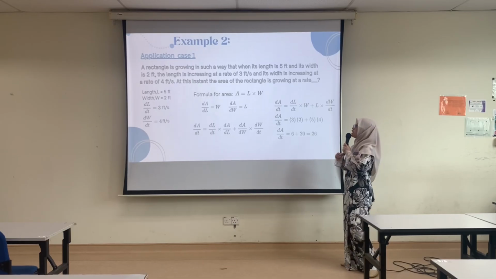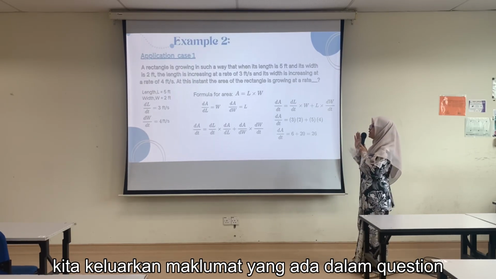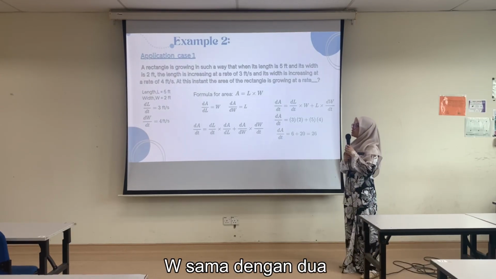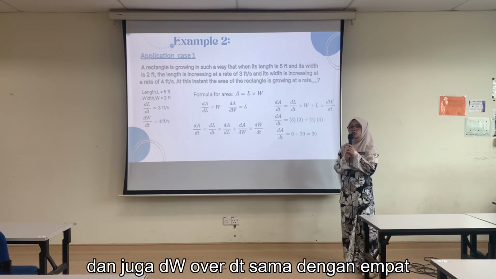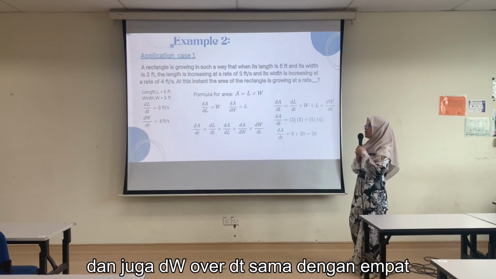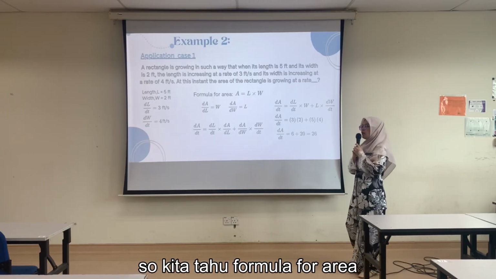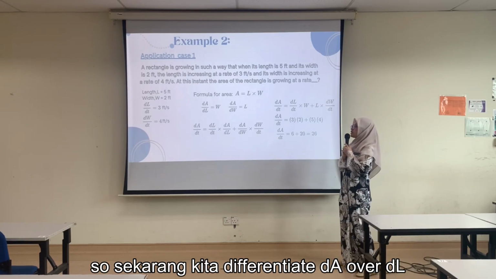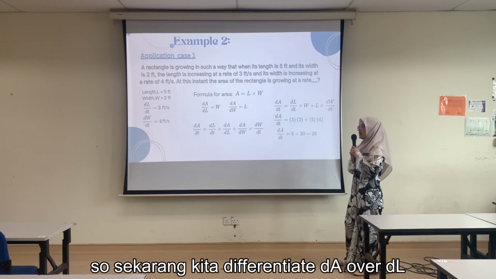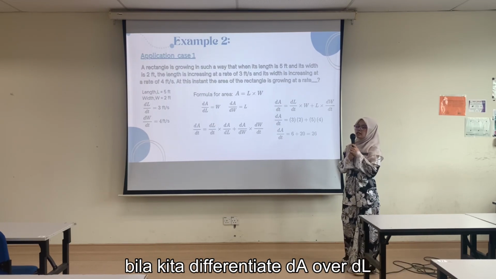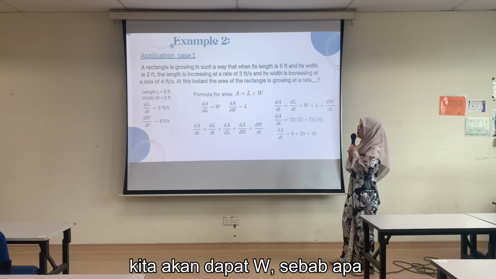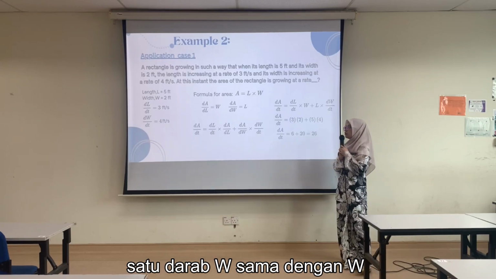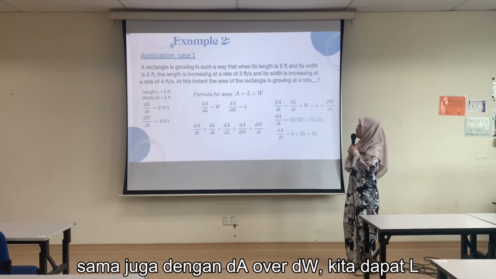So sekarang kita keluarkan maklumat yang ada dalam question, iaitu L sama dengan 5, W sama dengan 2, dL over dt sama dengan 3 dan juga dW over dt sama dengan 4. So kita tahu formula for area adalah L darab dengan W, length darab dengan width. So sekarang kita differentiate dA over dL. So bila kita differentiate dA over dL, kita akan dapat W. Sebab apa? Differentiate L sama dengan 1. So 1 darab W sama dengan W. Sama juga dengan dA over dW.